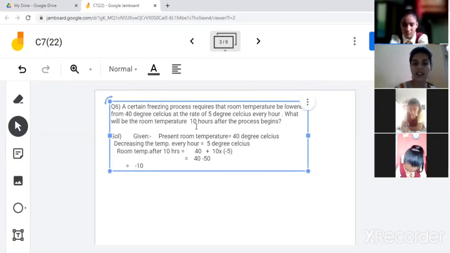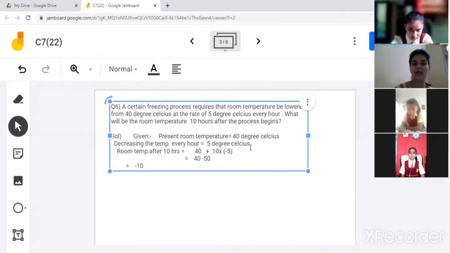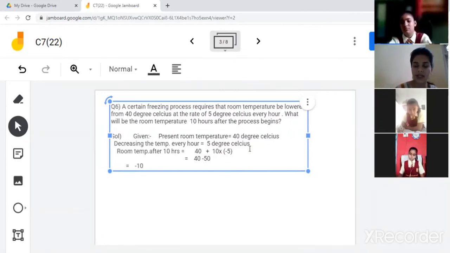Understood, children? Because in the beginning it was 40 degrees Celsius and each hour it gets decreased by 5 degrees Celsius. So they are asking what will be the room temperature after 10 hours. So 10 multiplied by minus 5. Why minus 5, children? Because decreasing of temperature we represent by a negative sign and increasing of temperature we represent by a positive sign. That's why our answer will be minus 10. Understood?